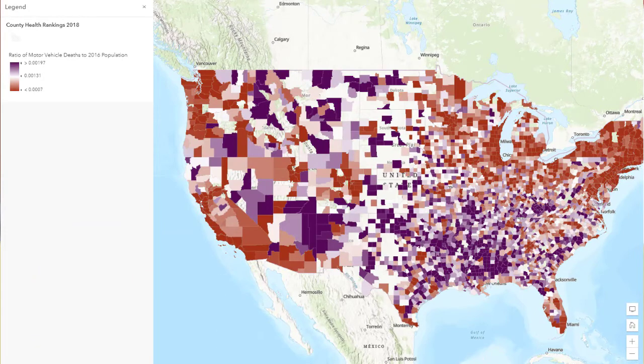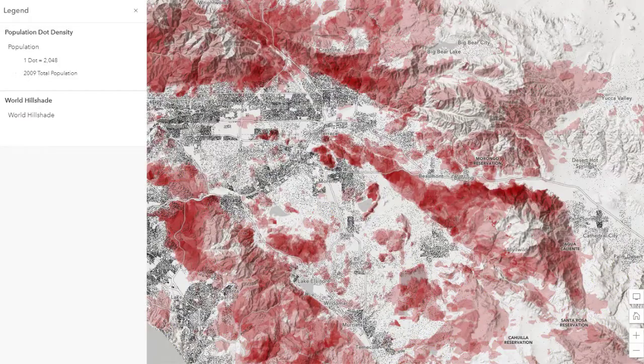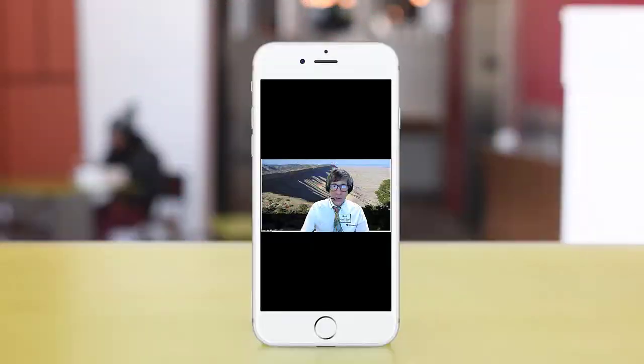Labeling features, that's important on mapping. And finally, some hands-on work with blending different layers. That is our goal for week 5. I hope you enjoy it. I hope you find it valuable.